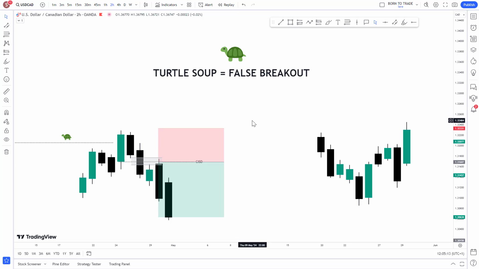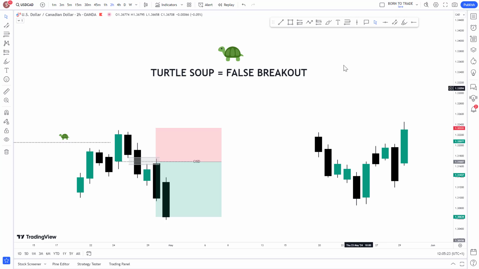So this is simply the change in state of delivery. This is the best entry pattern to approach the turtle soup strategy. And this is exactly the same thing we've seen for this bearish example we have right here.